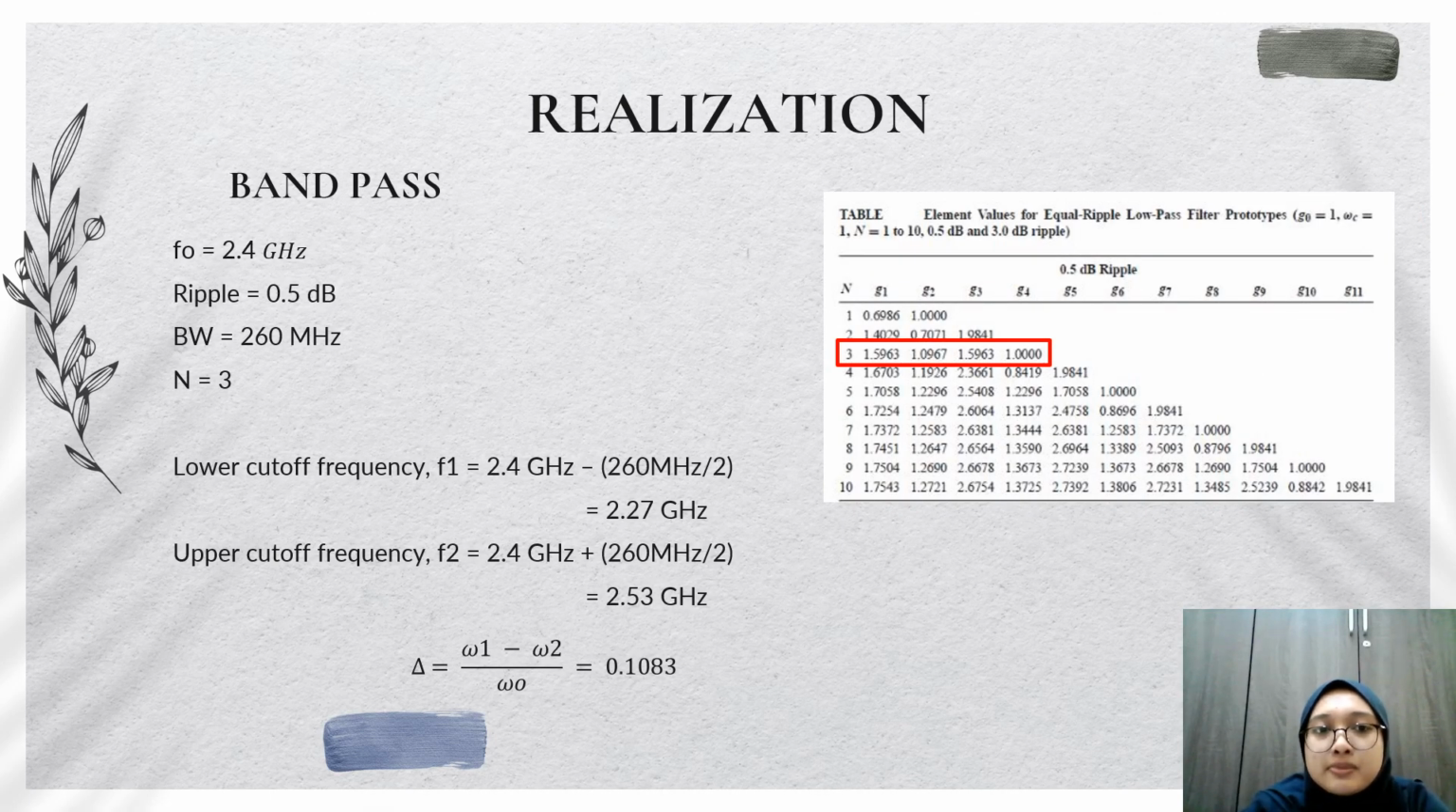For the bandpass filter, since the center frequency is given, which is 2.4 GHz, we calculate the lower cut-off frequency, and we get 2.27 GHz, and the upper cut-off frequency we get is 2.53 GHz. And then the order is given, which is 3. So we refer to the element values for equiripple, and we take G1, G2, and G3.